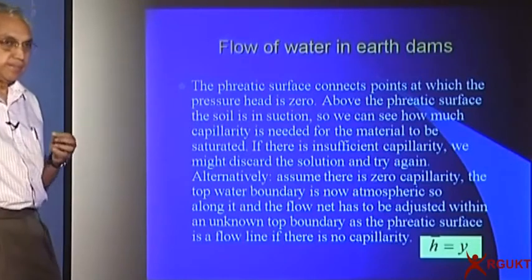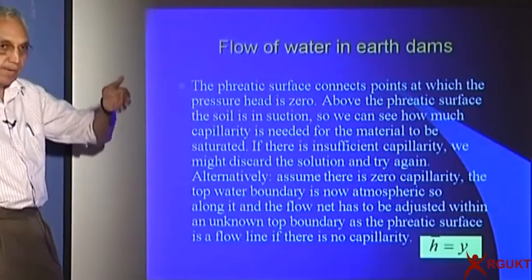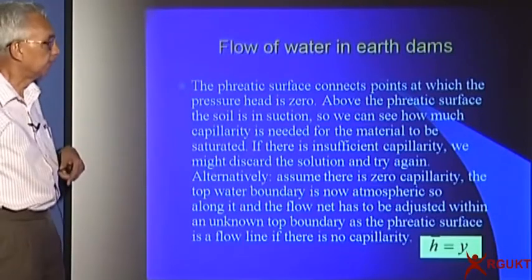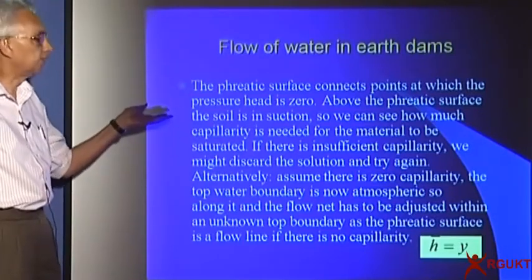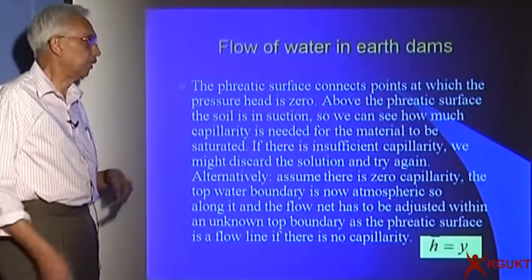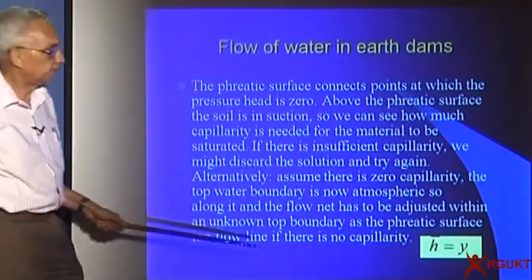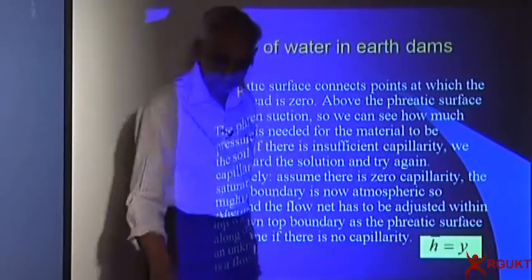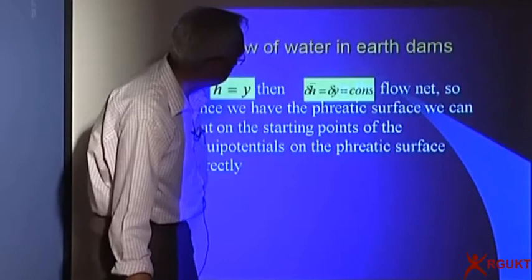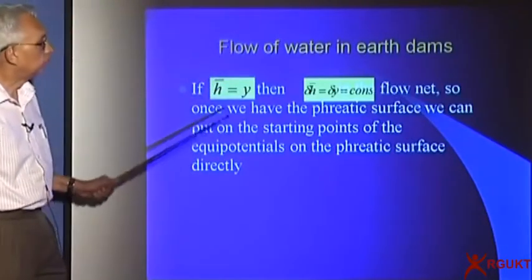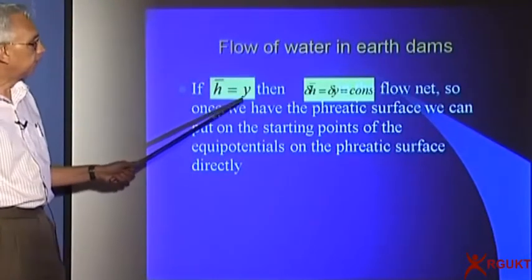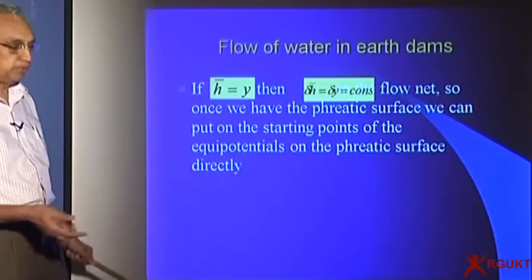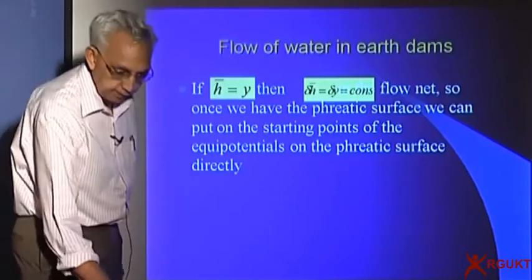The characteristic is that the potential, or the pressure head, is 0 at every point along that. Above the phreatic surface, the soil is in suction or is exposed to the surface. So we say that the potential is equal to the elevation, h is equal to y or z. And if the head is equal to y, the gradient is along the flow net, so there will be no flow across the phreatic surface.